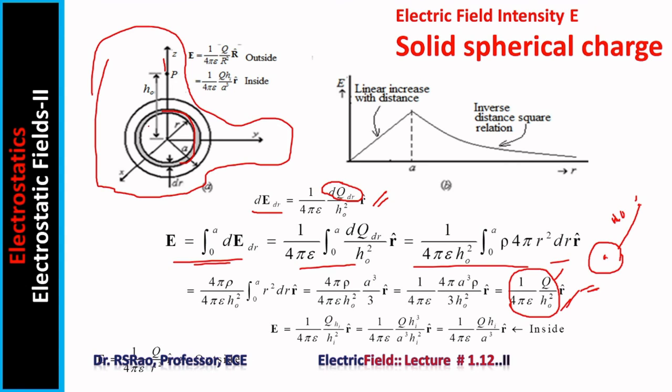When it is inside, manipulation is slightly different. E equal to 1 by 4 pi epsilon Q hi by hi square r cap. Q hi means, so this is total charge. Q hi means you consider distance radius hi. Within this radius, or within this region bounded by radius hi, there is some charge. That charge is Q hi. So this is the formula we use. Some manipulation results in this kind of thing. Ultimately you are getting this.